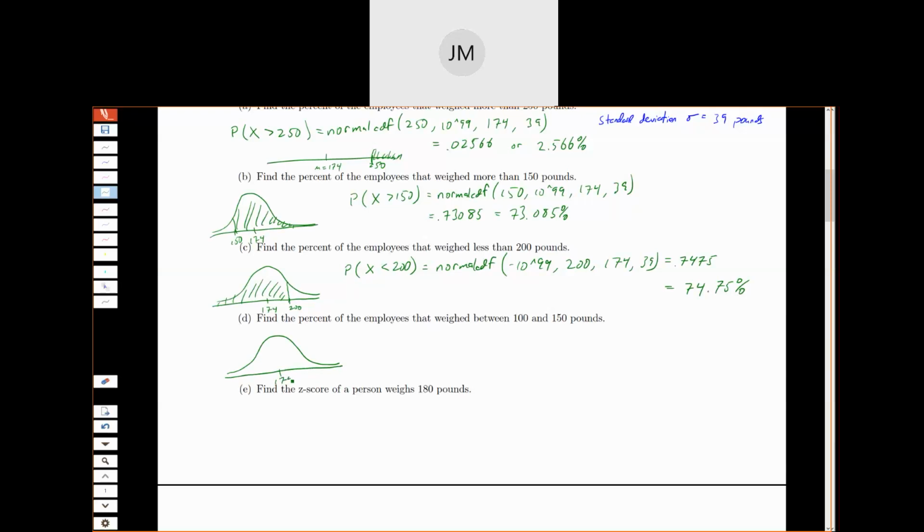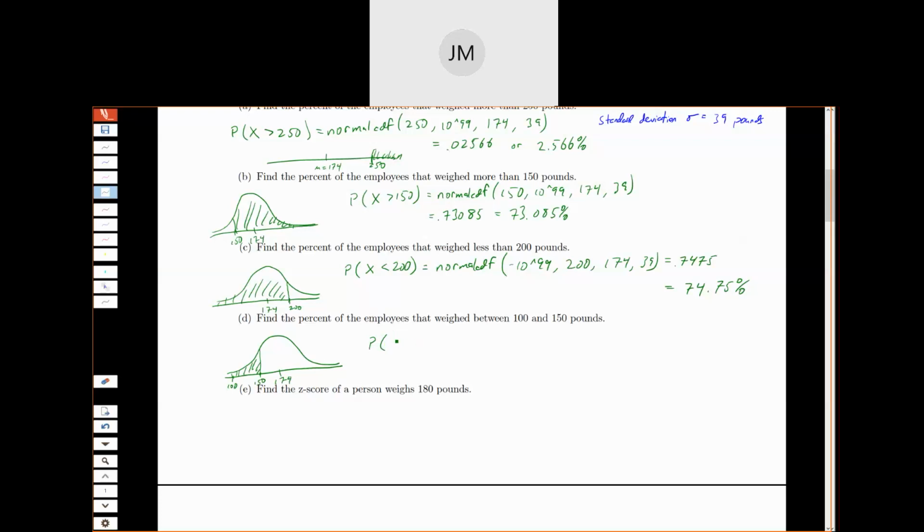So here's 174, 100 to 150. It's going to be this range of values over here. Okay, and so my number sense is saying, oh, this is going to be a much smaller percentage again. So this should be just a little slice, maybe 10-ish%.